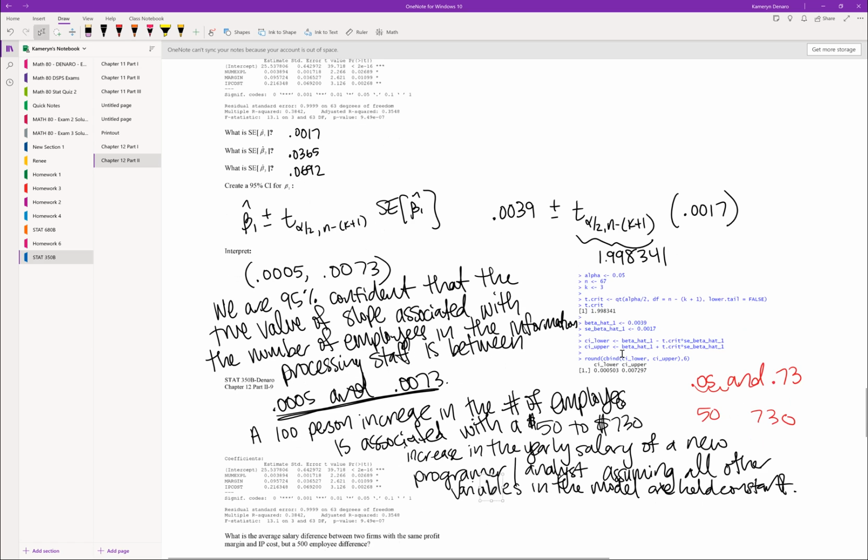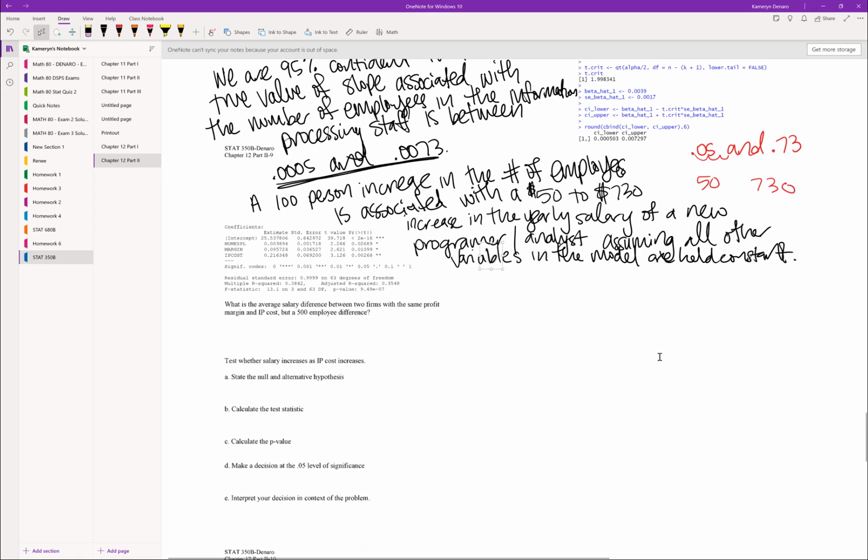We can continue on with this example. I've put the R output here again for us. We want to say, what's the average salary difference between two firms with the same profit margin and IP cost, but a 500 employee difference?